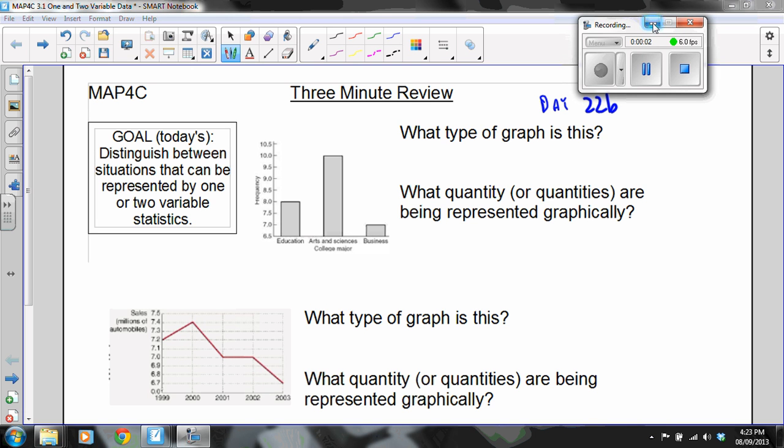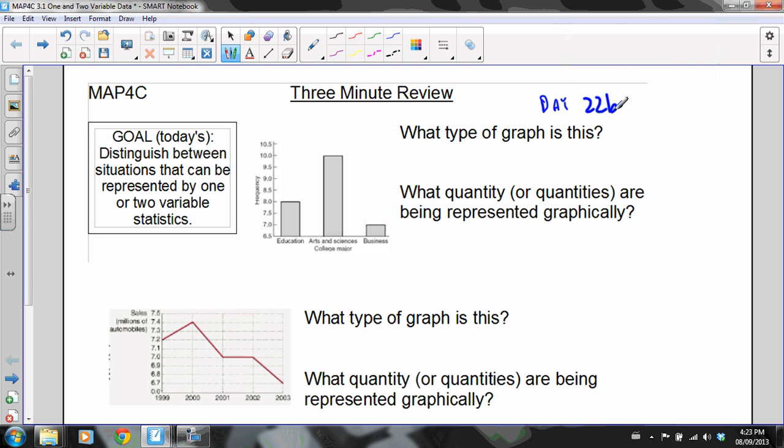This is MAP4C Day 22B, the second part of the first lesson in Unit 3, Chapter 3, which is on two-variable statistics. The lesson is 3.1, one and two variable data, and we just barely touched on it in the first half of today's class, and this is going to be a short one as well. Today's goal is to distinguish between situations that can be represented by one or two variable statistics. And so here we go.